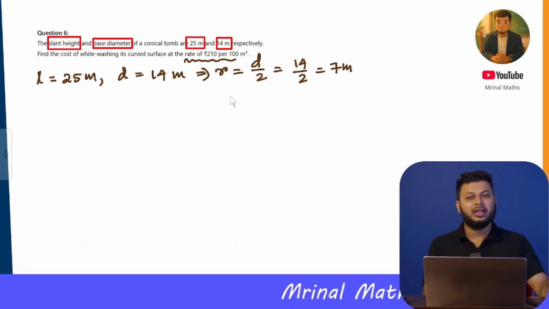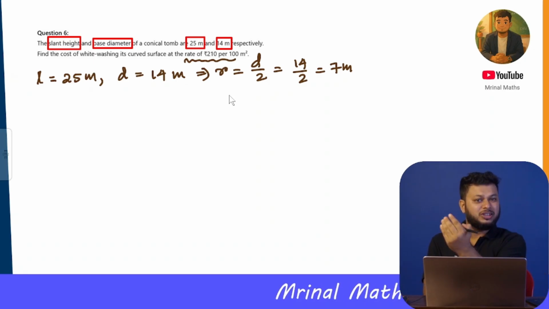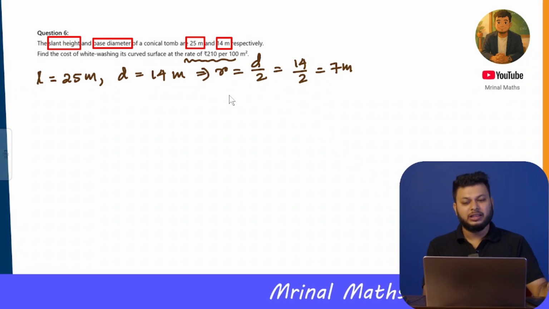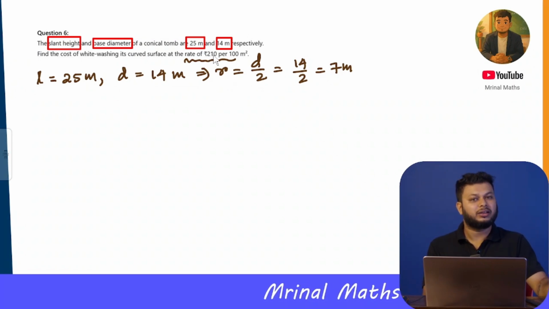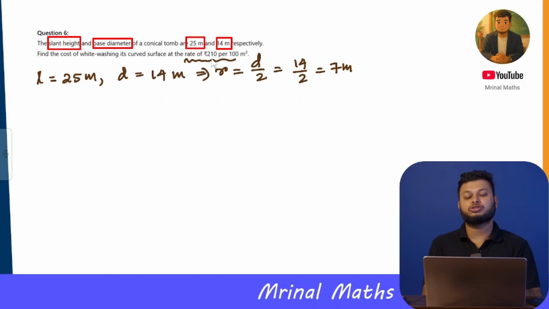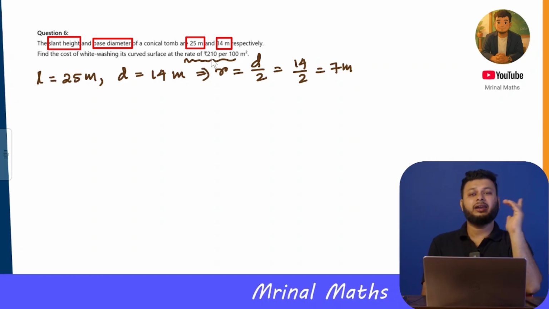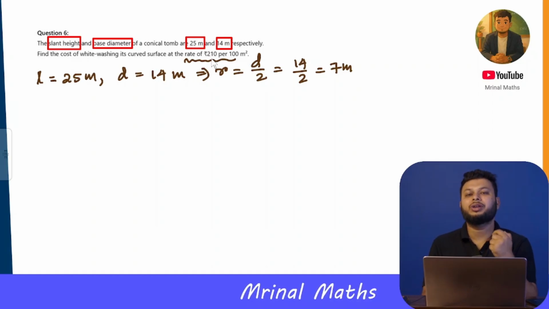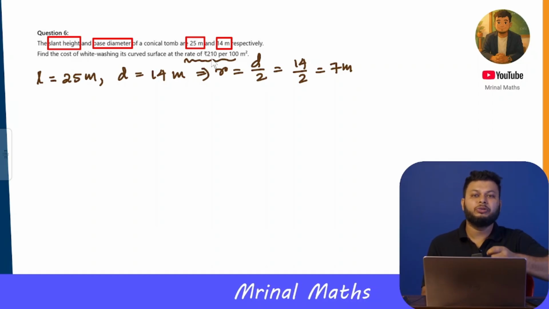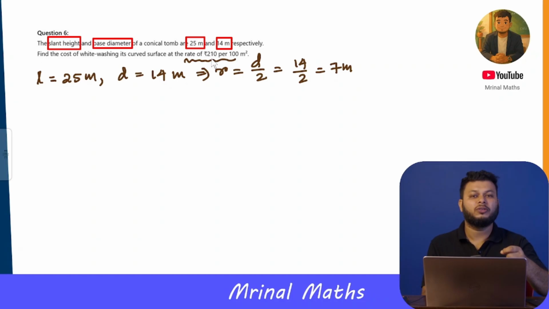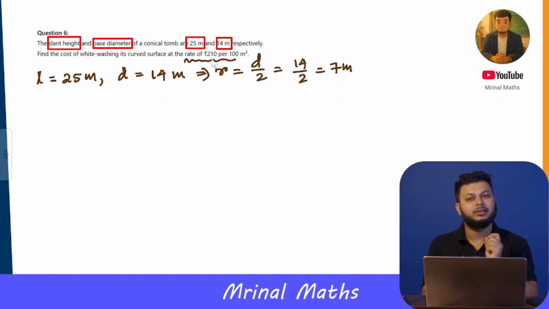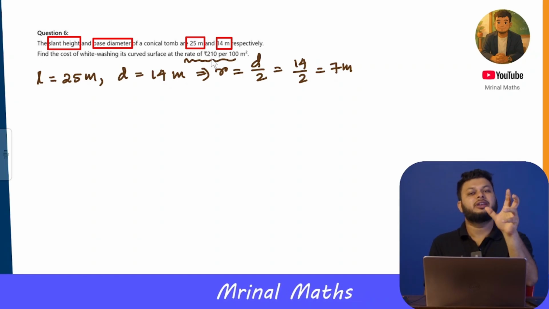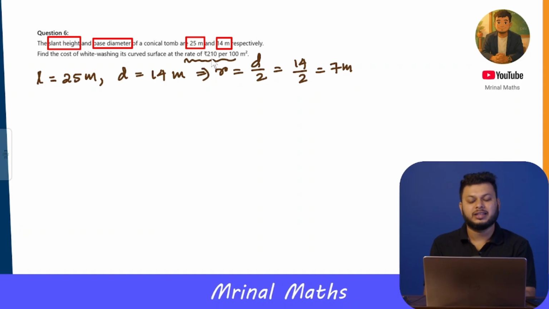Now they say for painting 100 meter square, the cost is 210. Then what will be the cost of painting the entire cone? So for this, first of all, we need to find the total area. Then we will find what is the cost of painting 1 meter square. So directly by multiplying the given value, we can get the answer. See this.